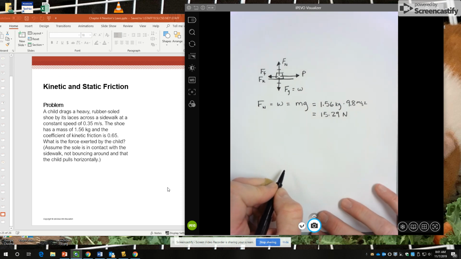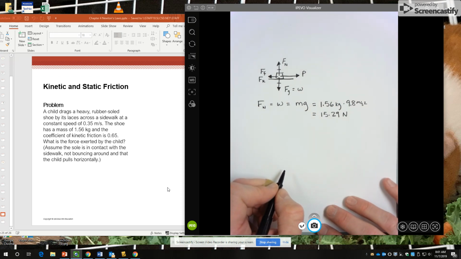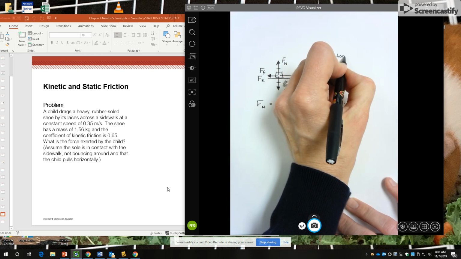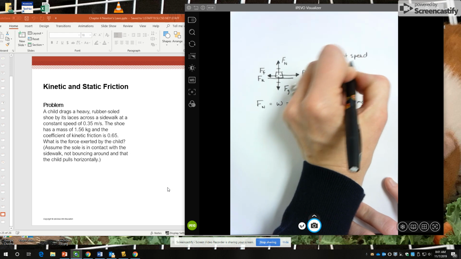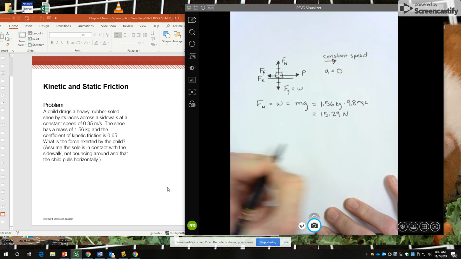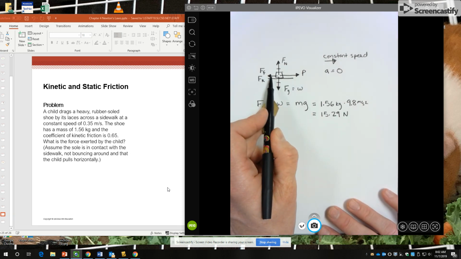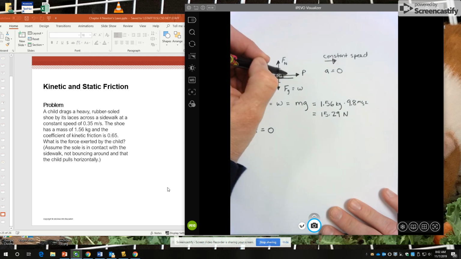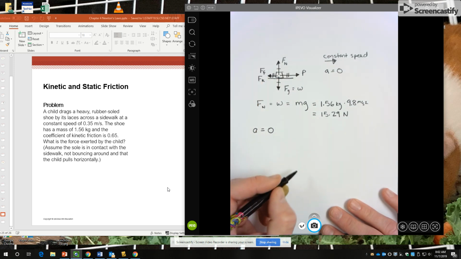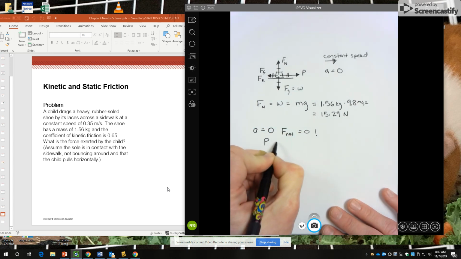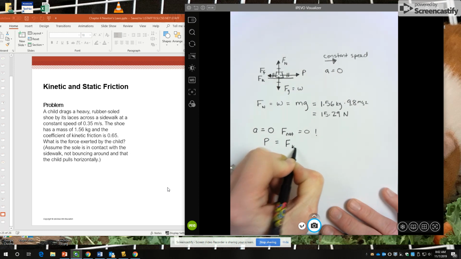We know the normal force. Now, a child drags a heavy rubber-soled shoe by its laces across the sidewalk at a constant speed. So this shoe is moving at a constant speed. That's important to know because if the speed is constant, that means the acceleration is zero. So since acceleration is zero, the pull of the child to the right must be in balance with the force of friction. Even though I drew them out of balance, F net is equal to zero. So pull, which is what we're trying to find, is equal to the force of kinetic friction.